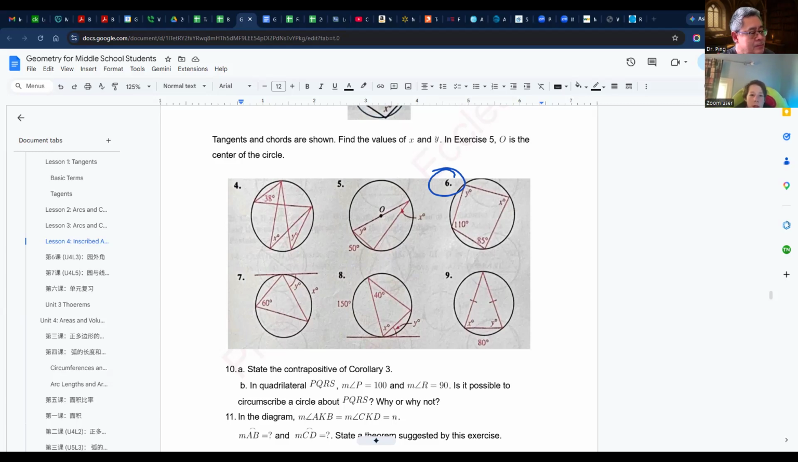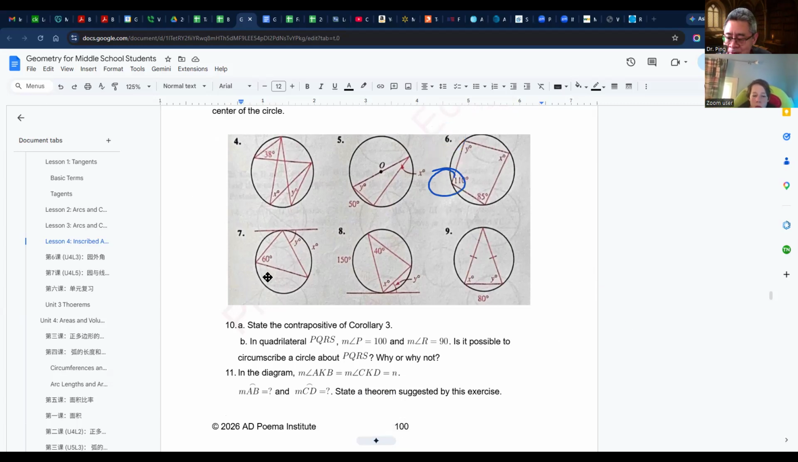Wouldn't Y be 95 and X be 70? X will be 70, Y be 95. Very good. They add together should be 180 because the quadrilateral is inscribed in the circle. There is a special name for that. It's called a cyclic quadrilateral. Okay, number 7.